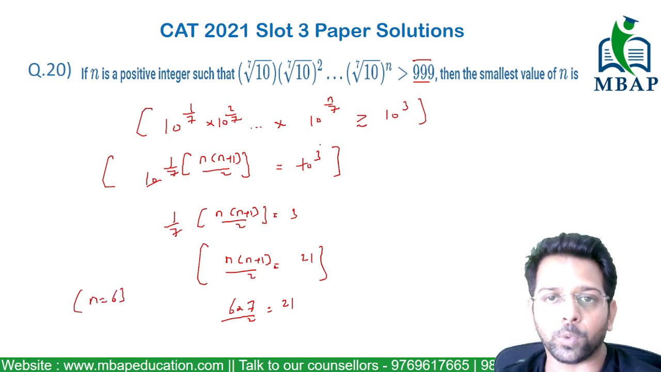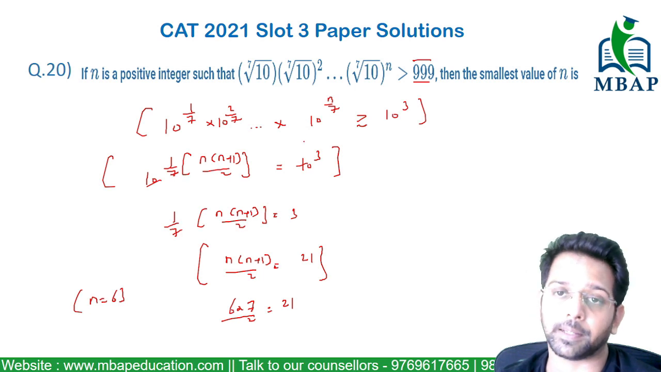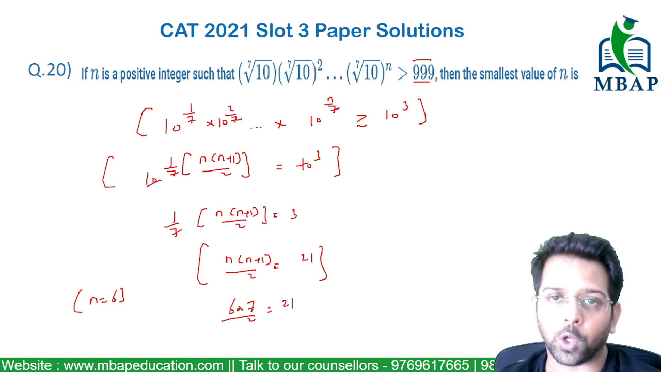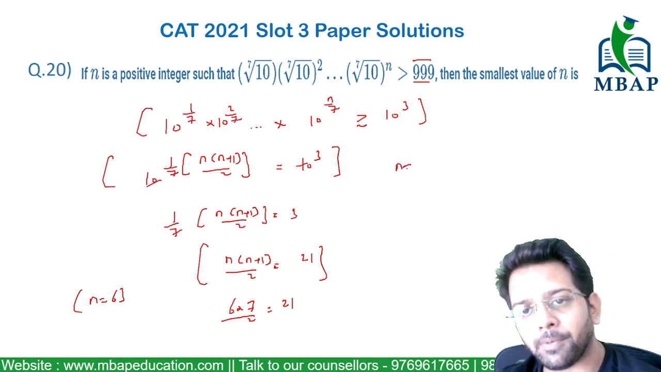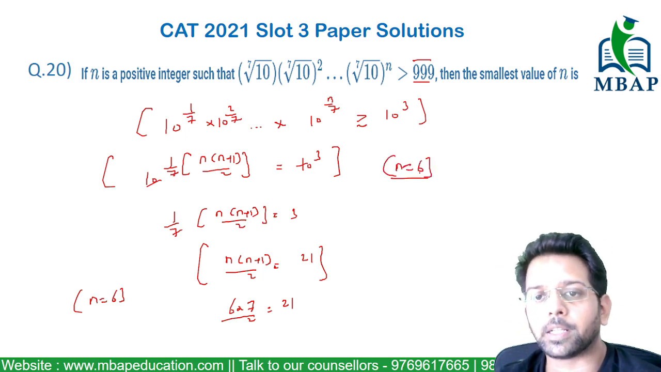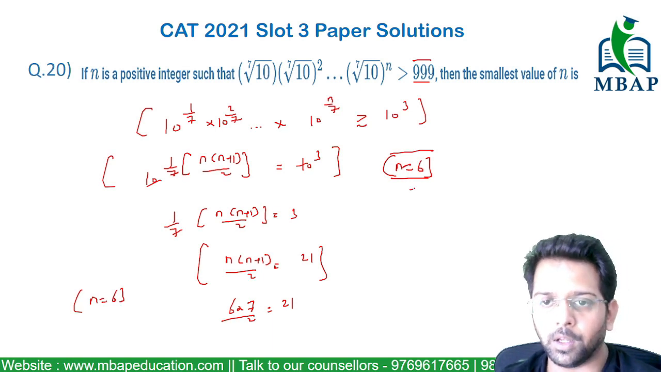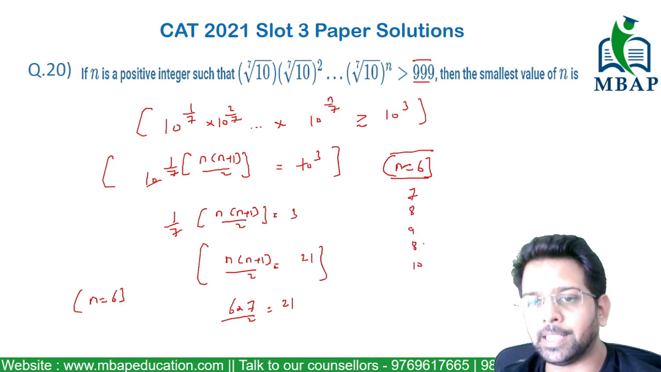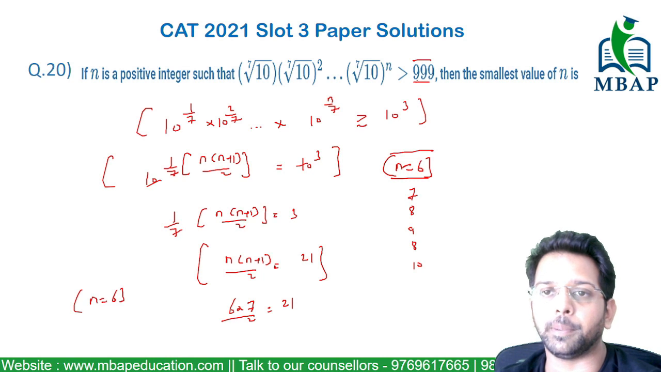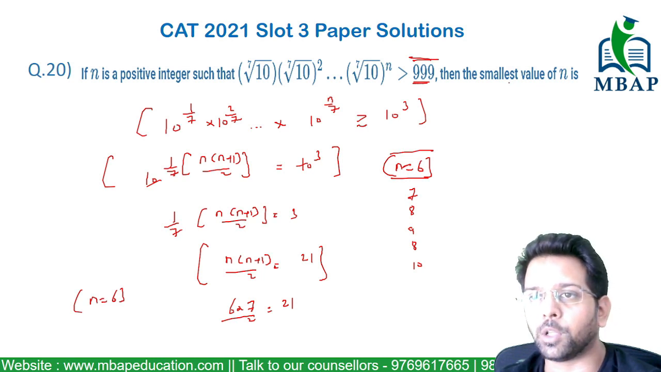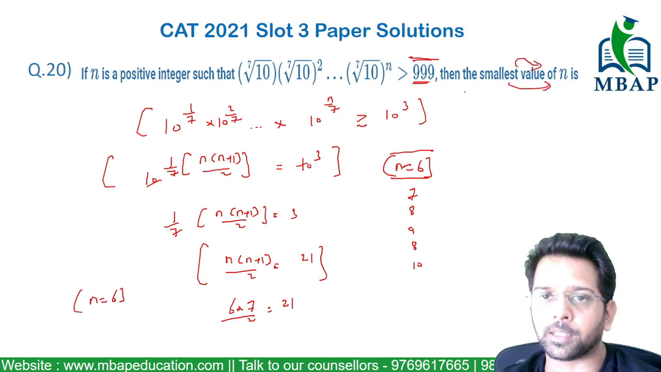Now we have gone only till the value of 10 raised to 6 by 7. I repeat, we have gone only till the value of 10 raised to 6 by 7. So 6, the value of n which we are getting here, is the smallest value of n which could satisfy this. We have assumed a value which is slightly more than 999, 1000. Rest all the values, 7, 8, 9, 10, 11, any such values will definitely be more than 999, and hence the smallest value of n to be considered will be 6 in the question.